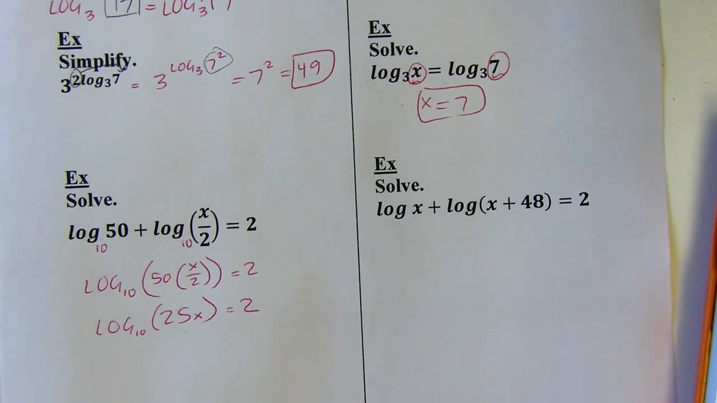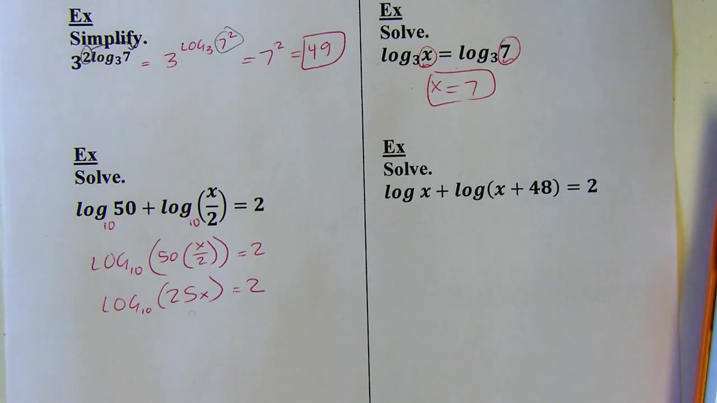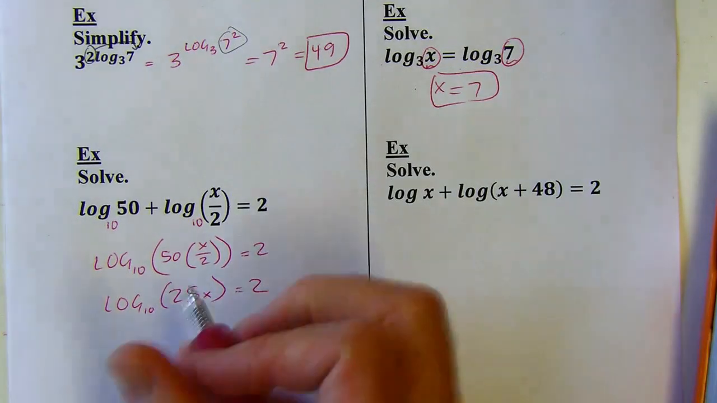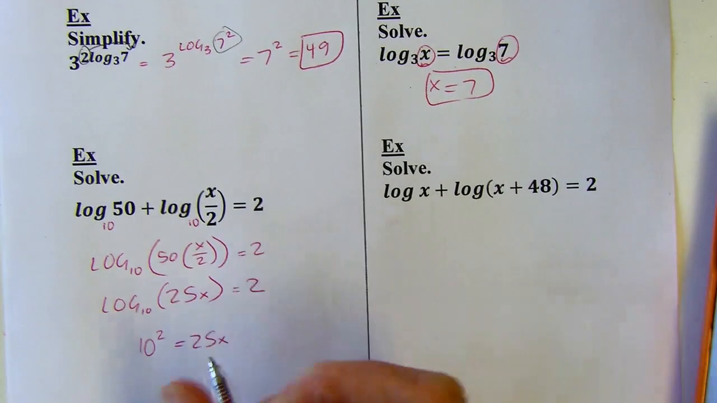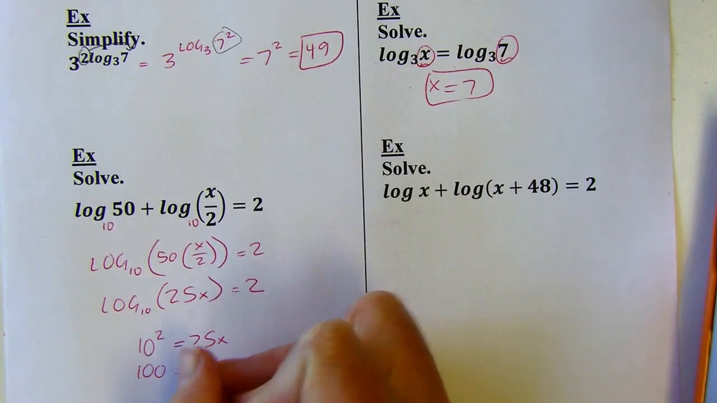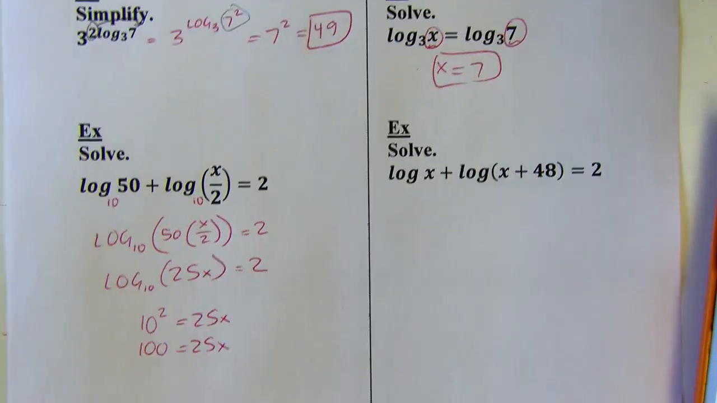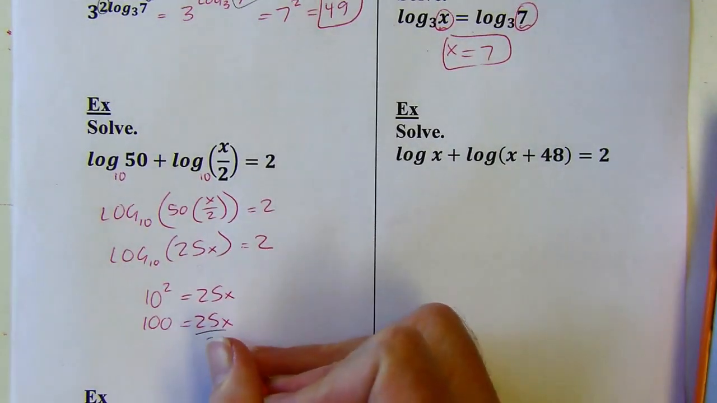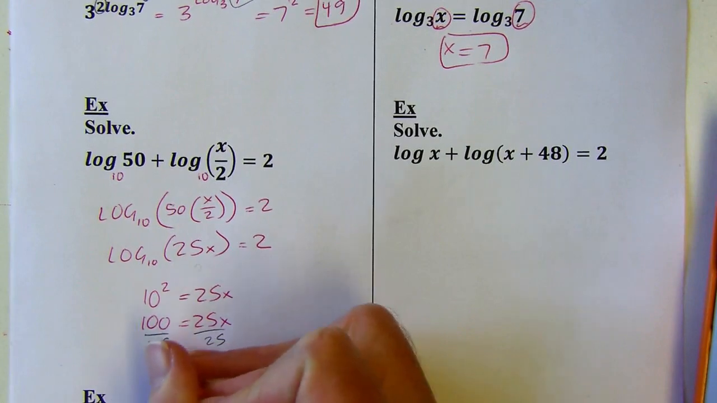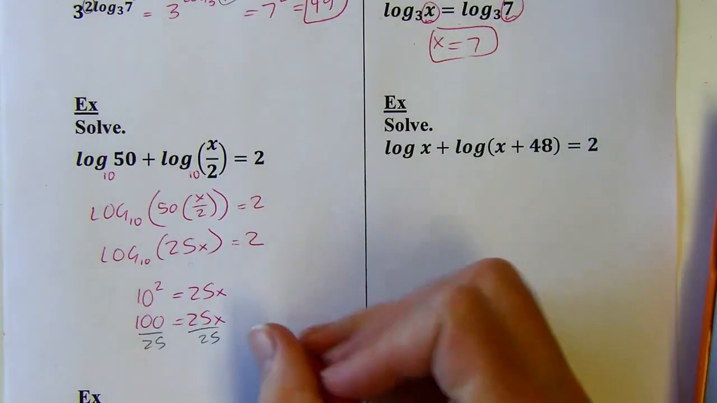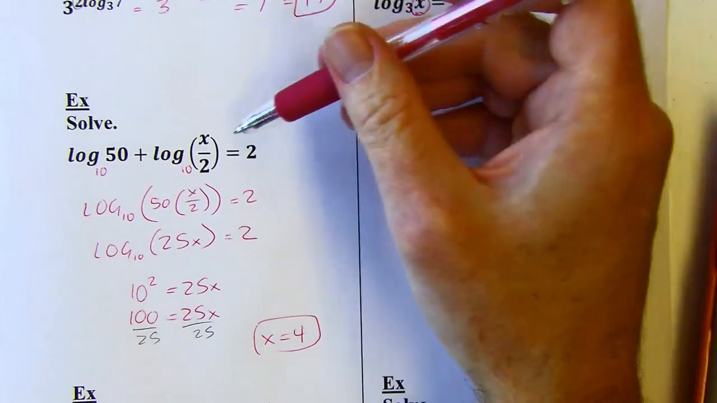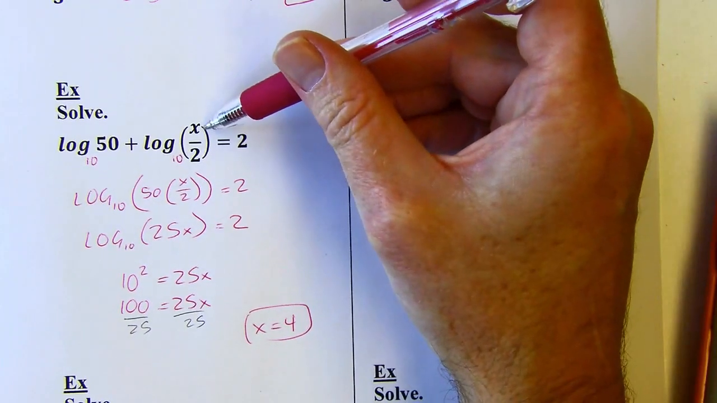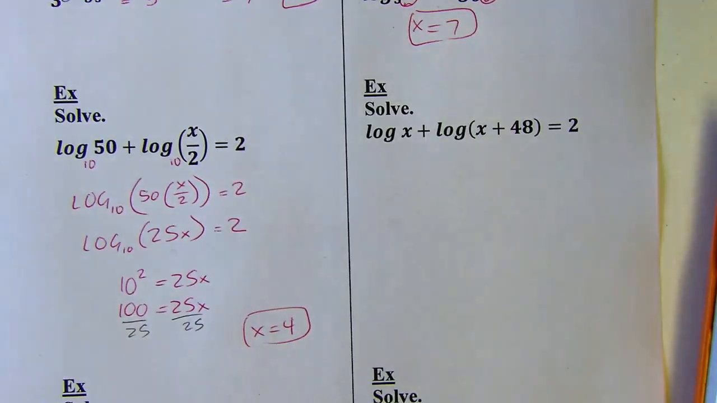Okay, and now there's not much simplifying I can do, so I'm going to convert this. So 10 to the second is going to equal 25x. 10 to the second is 100. Then I just divide by 25, and x is going to equal 4. Okay, and really should do a little spot check to make sure in the original problem I don't have like negative contents to a log, but yeah, I'm good there, right? So that's a good one.